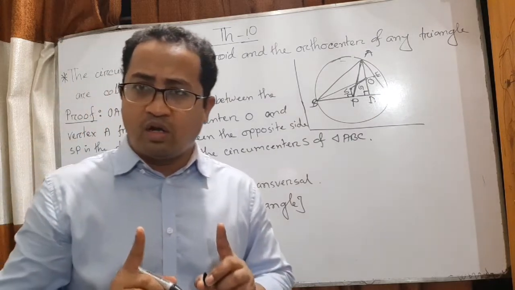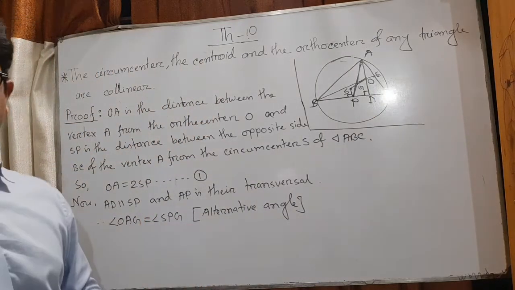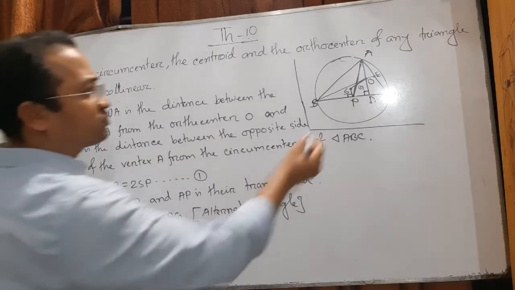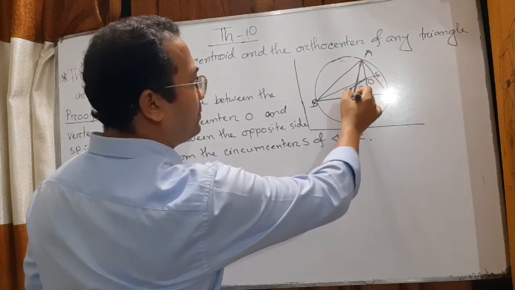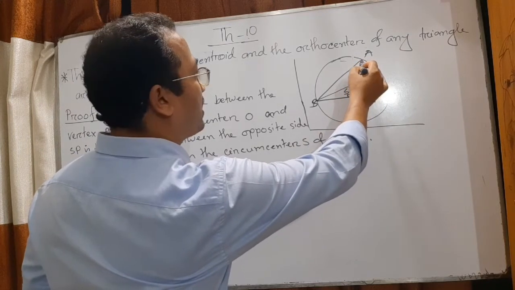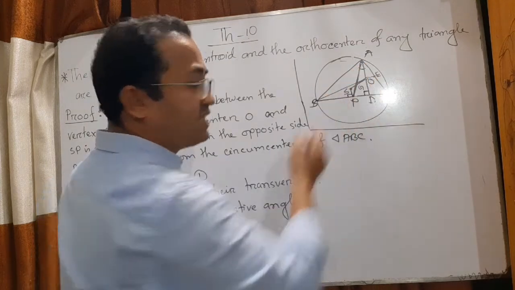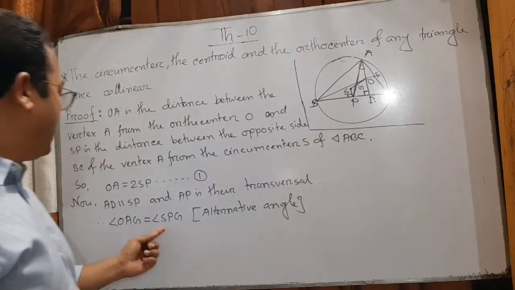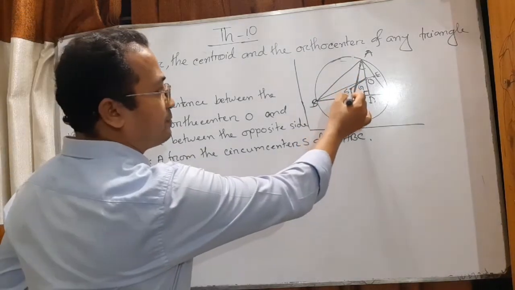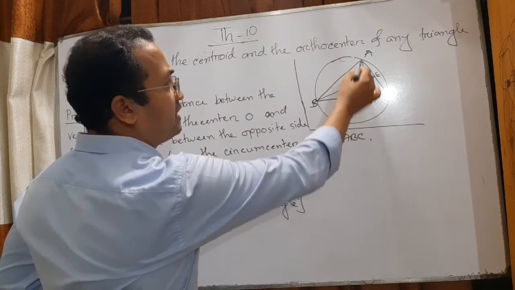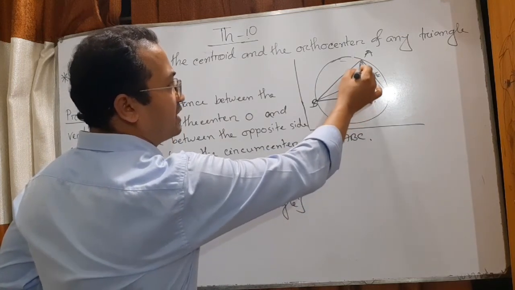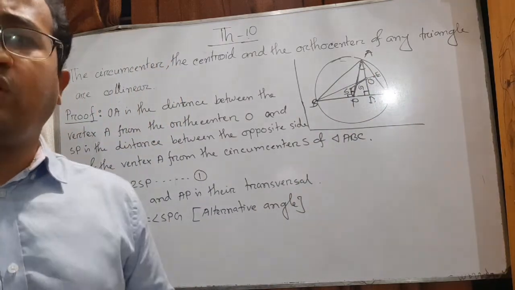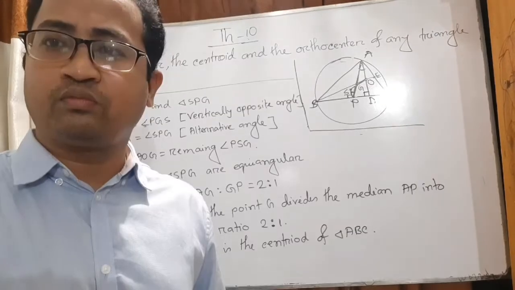We have two parallel lines and their transversal, so the alternate angles should be equal. What is the alternate angle? OAP. This is the alternate angle, OAP, or we can say OAG, equal to SPG, or SPA. These two angles must be equal because they are alternate angles.